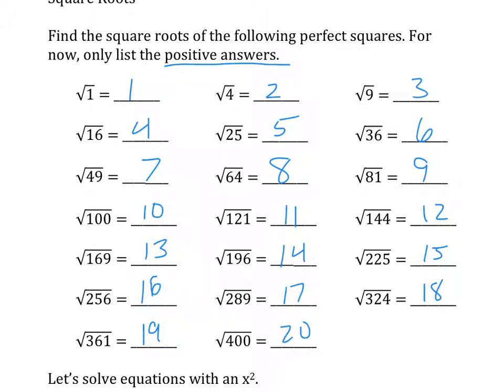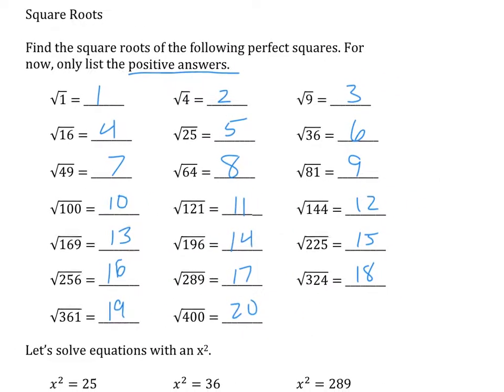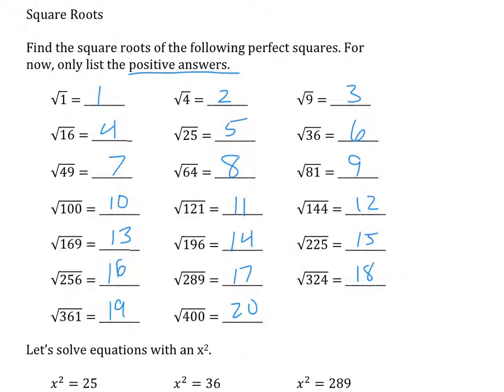Now, I had said at the beginning that we were only going to list the positive answers, okay? So let's take a look at a few of these and see what would happen if we use negative numbers. So the reason that we know that the square root of 9 equals 3 is because 3 times 3 gives us 9, okay? So those two numbers multiplied together are going to give us 9. So 3 squared equals 9, so the square root of 9 equals 3.